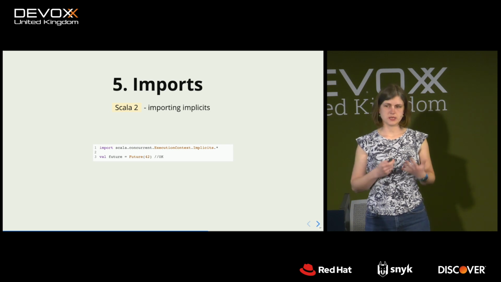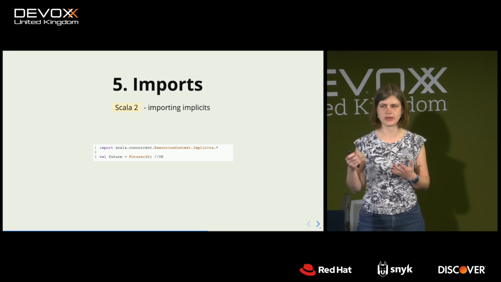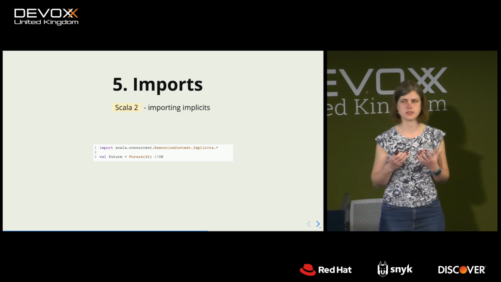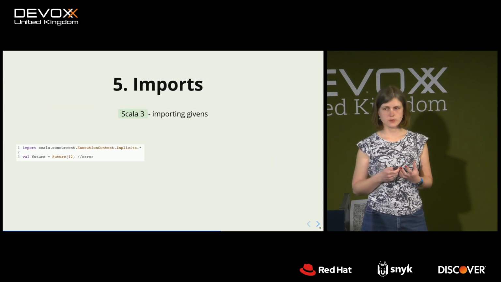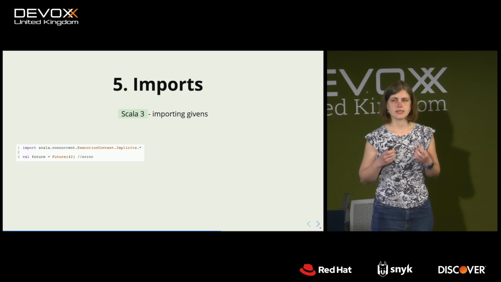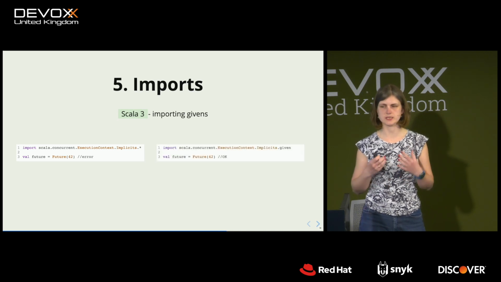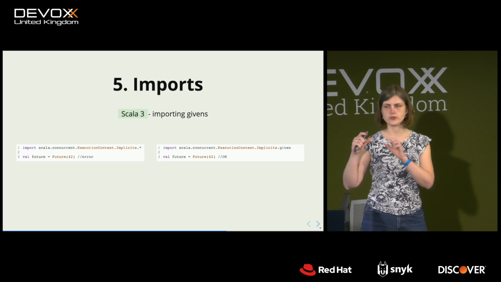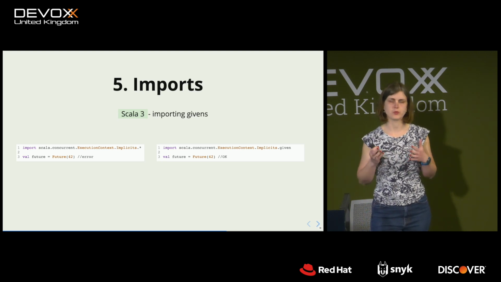Now let's take a look at imports, those magical import incantations. In Scala 2, such code would compile. Somewhere there in this asterisk, in this package, there is the implicit that we need. That's fine in Scala 2, but the same code doesn't compile in Scala 3. It will give you an error. That's because for the implicit imports, or the given imports, there is a special syntax. You have to have this given at the end of your import line. And that's to make the implicit imports more explicit.